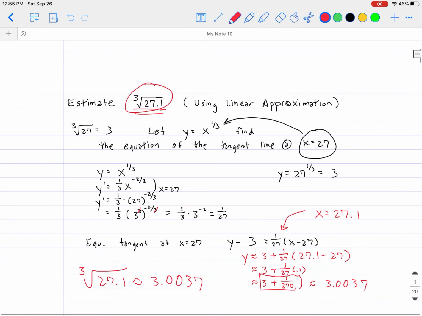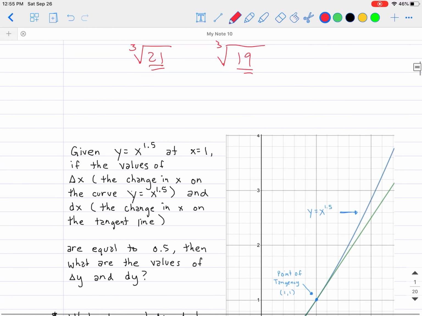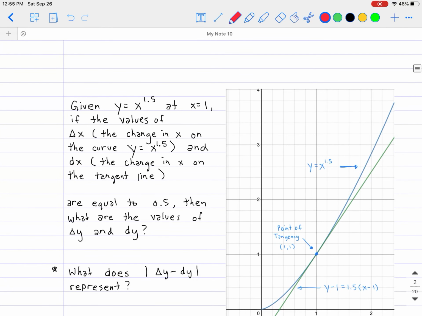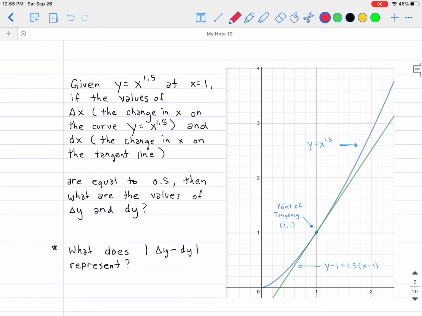Okay. All right, so now let's go ahead and look at this last example over here. And this is basically going to talk about that error that we were saying. Given that y is equal to x to the power of 1.5, at x equals 1, if the values of delta x, the change in x on the curve of y equals x to the power of 1.5, and dx, which is the change in x on the tangent line, are equal to 0.5, then I want to know what are the values of delta y and dy.